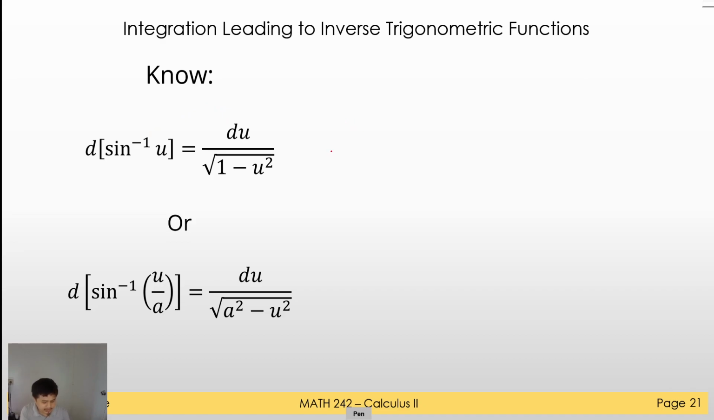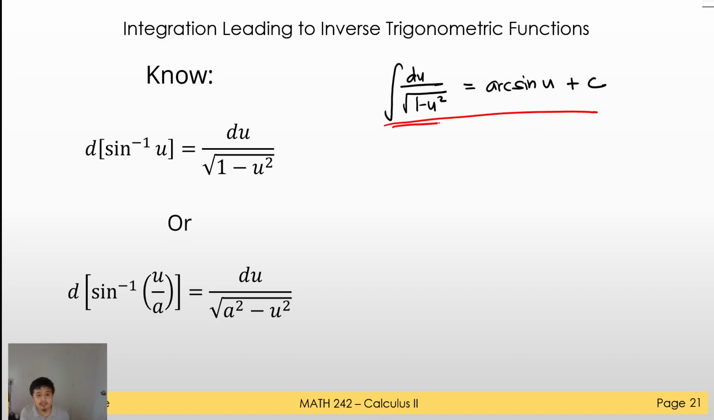So basically, if we do this the other way around, if we integrate this, the integral of du over the square root of 1 minus u squared is equal to arcsine u plus c. So this will be one of the formulas that you can use for finding the integral of a function that looks like this: du over the square root of 1 minus u squared.